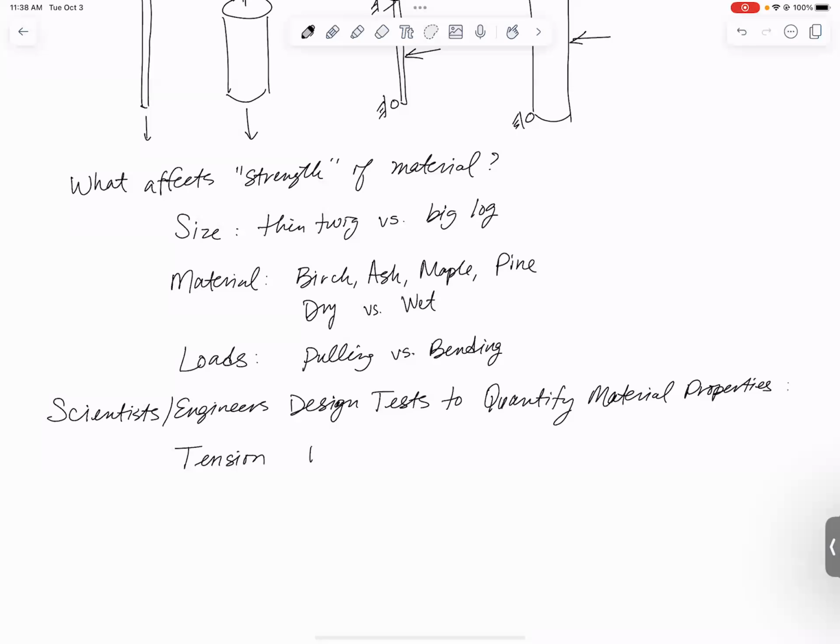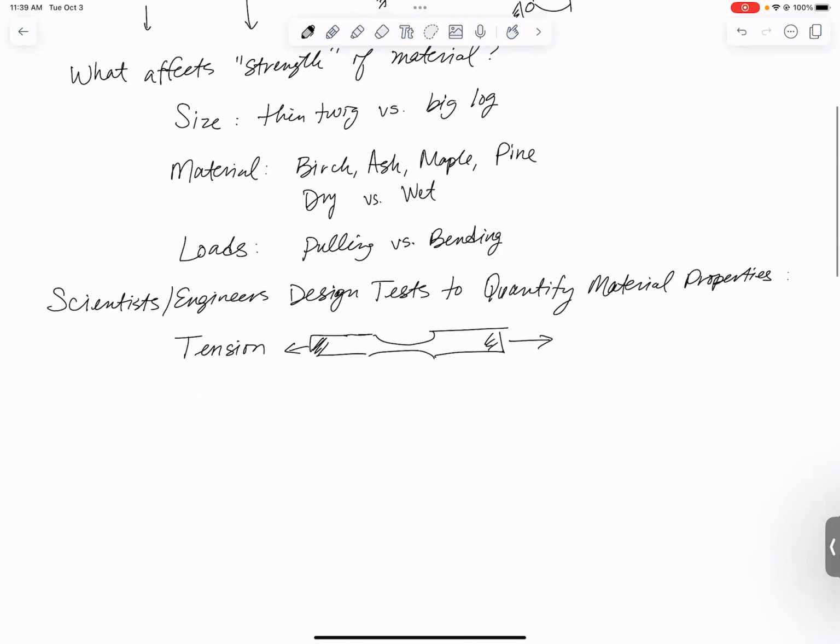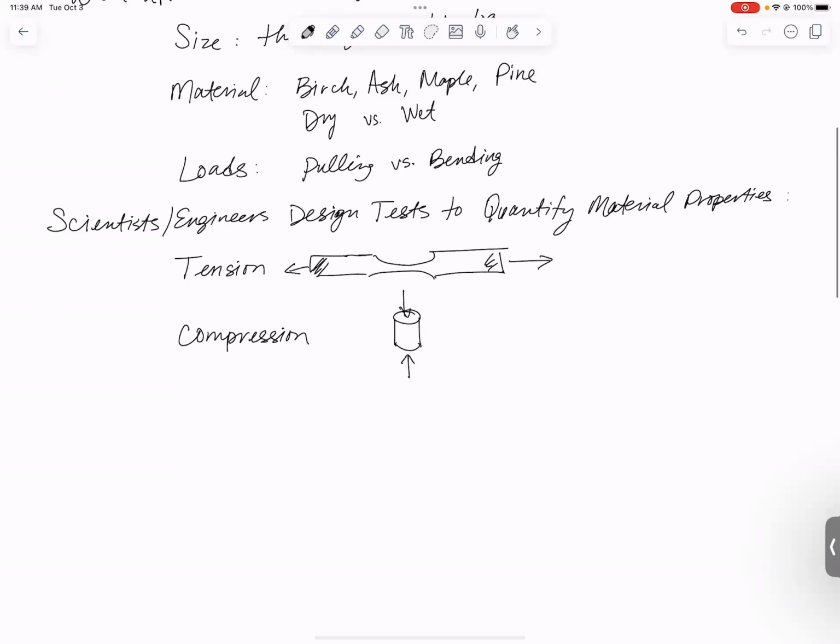Tension test, you may have seen something like a little dog bone sample before. The idea is you have a part to grip on each end, and then you pull it in tension, and you measure what happens in the thin region in the middle of the dog bone. That's not the only kind of test, though. We can also do compression tests, where we usually take a little cylinder of a sample and put it between two flat plates and compress it and measure what happens. We can do shear tests.